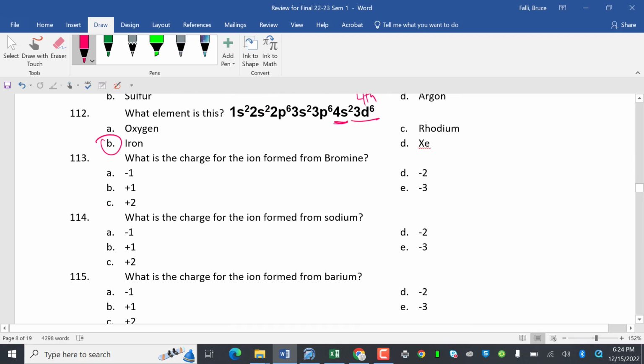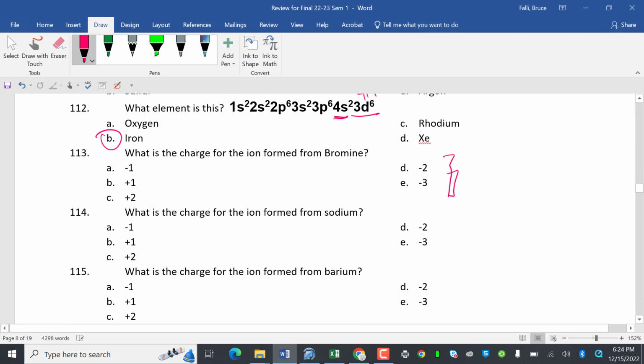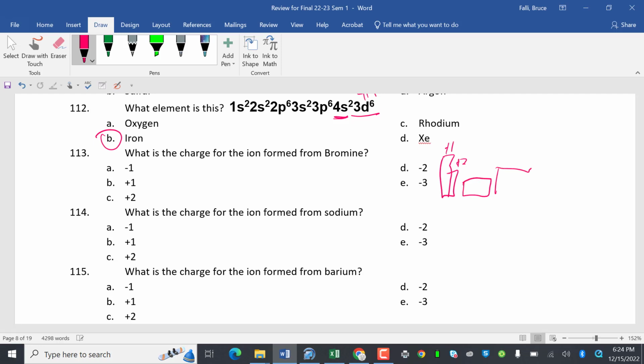All right, and then charges from the periodic table. We should know these. We use these a ton. +1, +2. These are the variable ones. +3, 0, -3, -2. I got to rewrite it. I knew I didn't make it big enough for myself. +3, 0, -3, -2, 0. And that's how we tell. So bromine is right here, -1. Sodium is right here, +1. Barium is right here, +2.